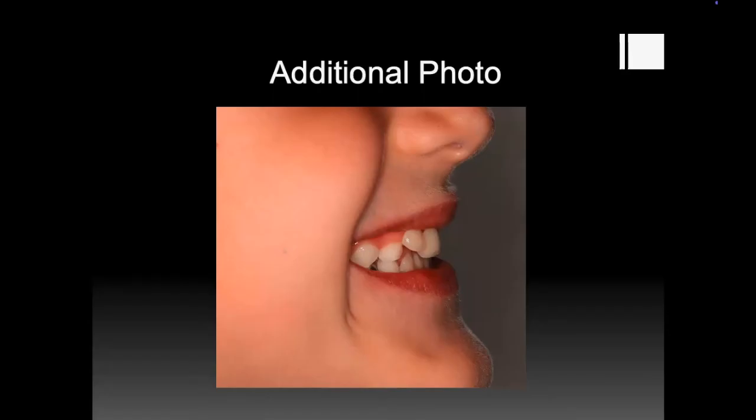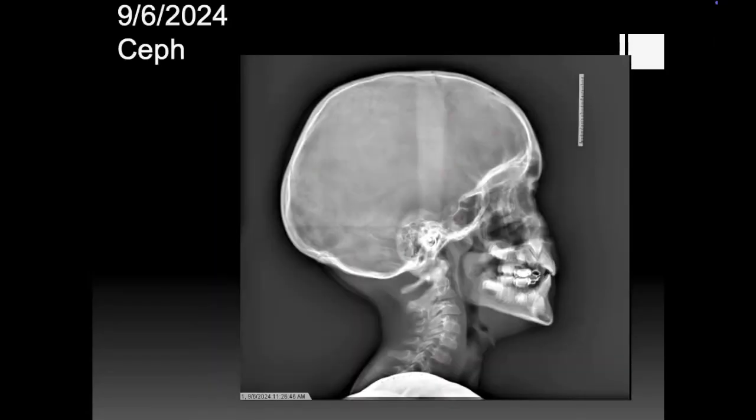Okay, we took a smiling profile photo. And this, if anything, helps us to see a little bit more. We'll go back to the Ceph real quick, actually. We didn't really look at the proclination. Yeah, so proclination, like our assessment, I think, was correct. If this head position was correct, it probably is a little bit retroclined. We're probably going to move those forward eventually.